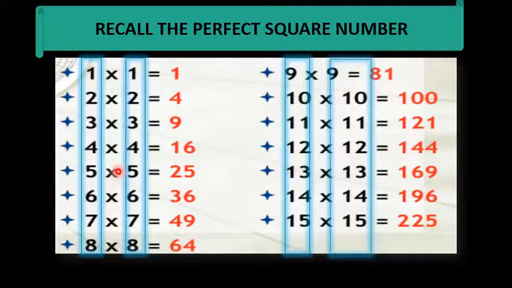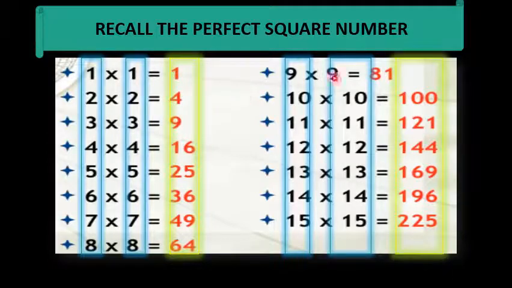Next, same with this one. The yellow boxes are the given. We can see this one as a given, same with this one.